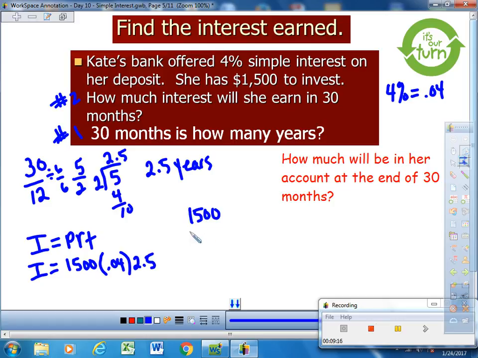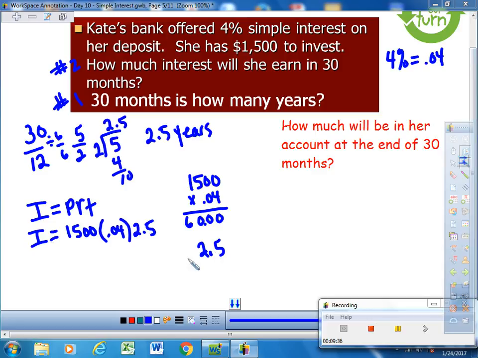1,500 times 0.04 is $60. And then $60, oops, times 2.5. I'm going to put the 2.5 on top, times $60. One decimal place. So the interest earned is $150.